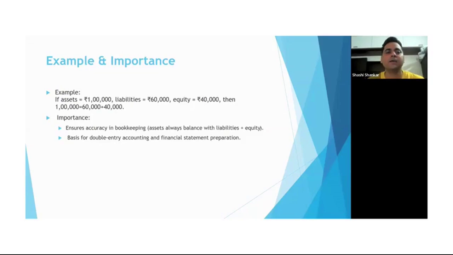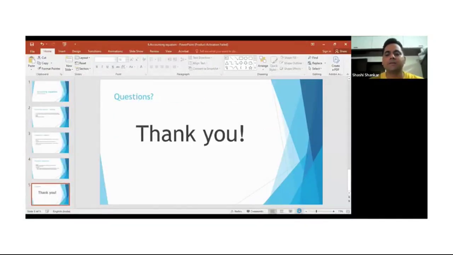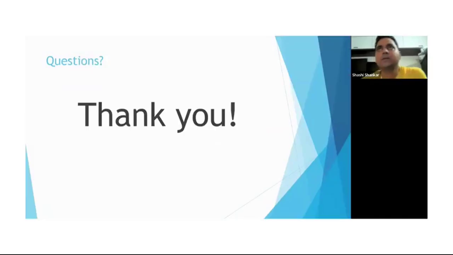That is the reason the accounting equation is always important to understand. Always keep in mind this is one of the backbones or bases of accounting. All right, so just to summarize, the accounting equation is the base of the double entry system, and based upon that the financial statement is prepared. Okay, so it is clear that the equation is asset is equal to liability plus equity. Equity includes shareholders' funds plus retained earnings.